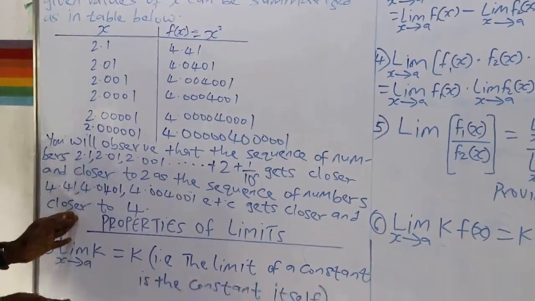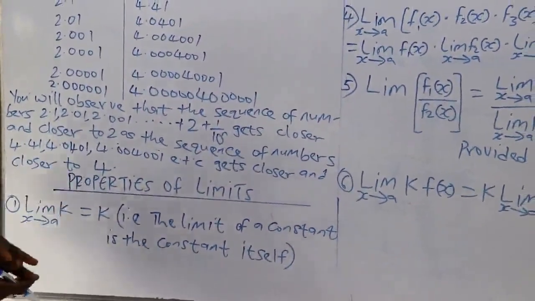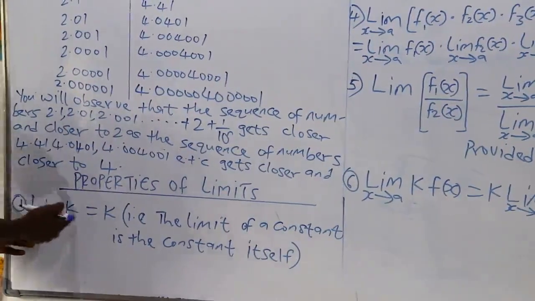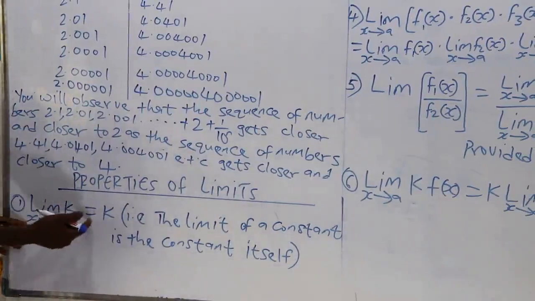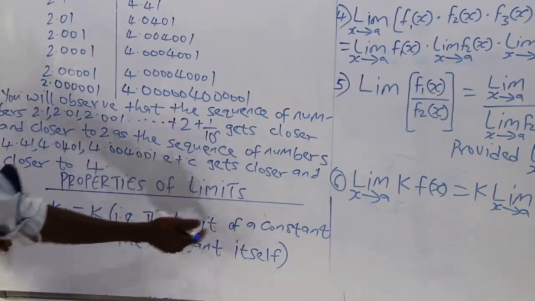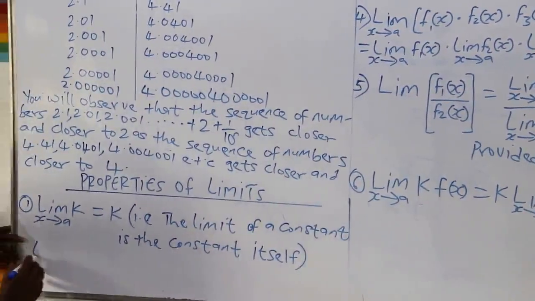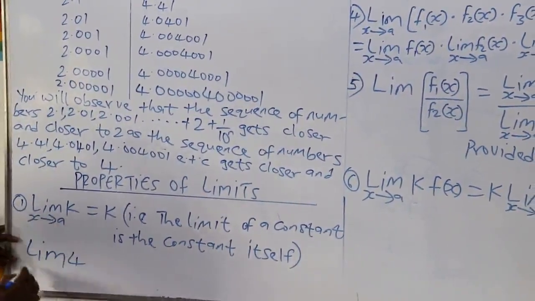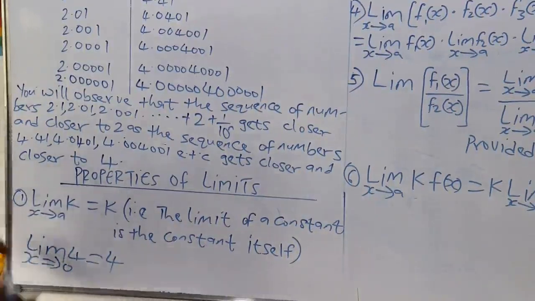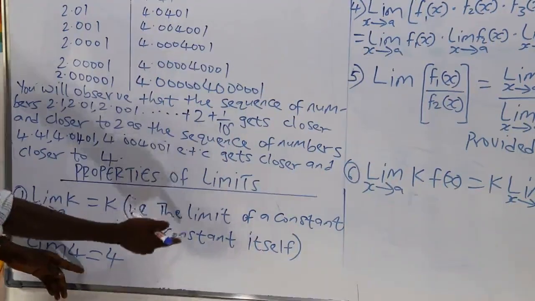Now, let's move to properties of a limit. We have 6 properties of a limit, and we'll be taking one after the other. The first property: the limit of k when our x tends to 0 is equal to k. Our k here is a constant. They say the limit of a constant is the constant itself. Example: if you are given lim 4 when our x tends to 0, our answer will be 4, because this 4 is a constant. That's why they say the limit of a constant is the constant itself.